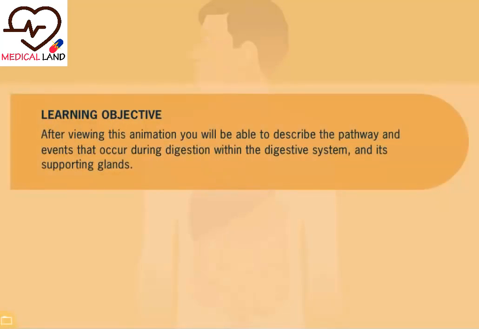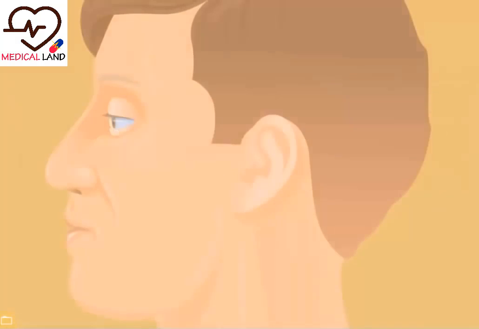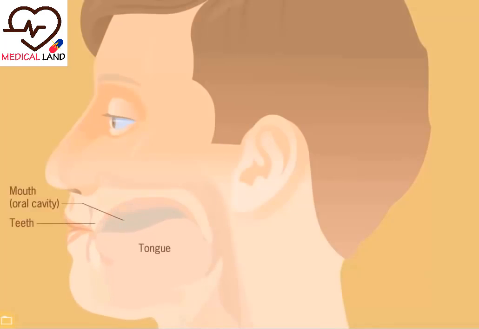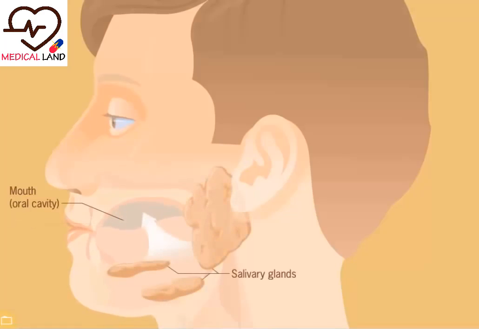After viewing this animation, you will be able to describe the pathway and events that occur during digestion within the digestive system and its supporting glands. Digestion starts in the mouth, also known as the oral cavity, where mastication occurs. This is the process of chewing and mechanically breaking down the food bolus. Chemical digestion starts when the salivary glands release saliva into the oral cavity.